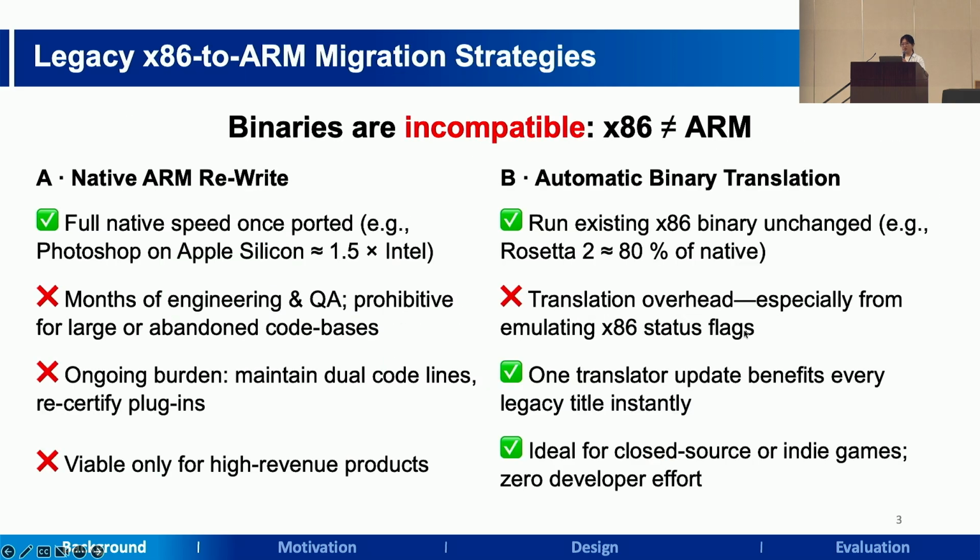As ARM PCs become more common, they hit a harder barrier. x86 programs can't run natively on ARM. This forces a choice: either rewrite software for ARM, which gives top performance but is costly and time-consuming, or rely on binary translation tools like Rosetta or Box64. Translation lets unmodified x86 apps run, which is essential for older or closed-source programs, but it comes with a speed penalty, especially when emulating tricky features like x86 EFLAGS. Right now, developers must choose between full performance or broad compatibility. Our work asks if it's finally possible to have both.